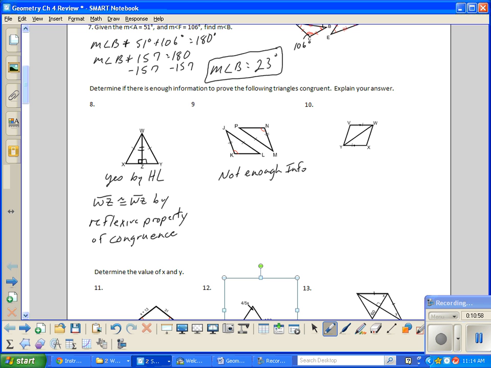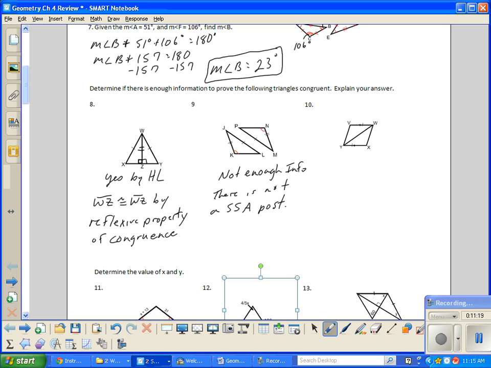And for an explanation, we can say there is not a side-side angle postulate. Because that's all that we could prove it by is side-side angle, but that doesn't exist.